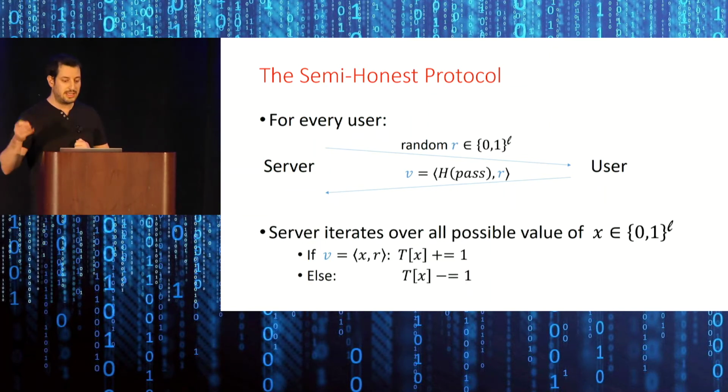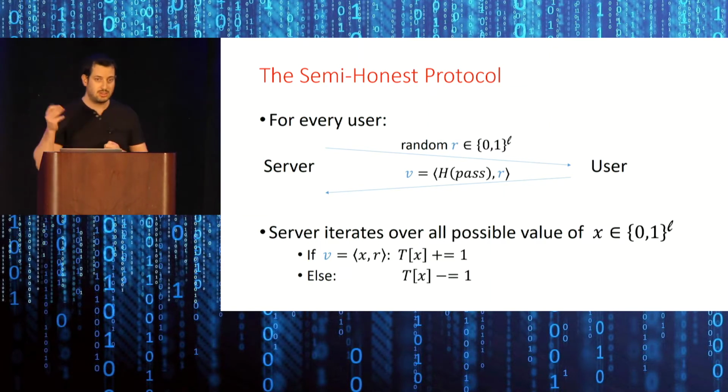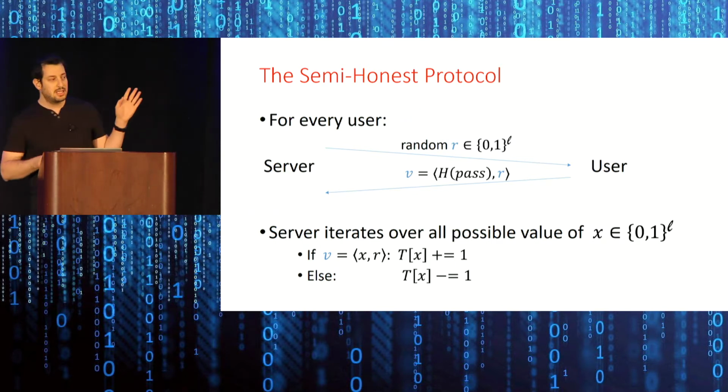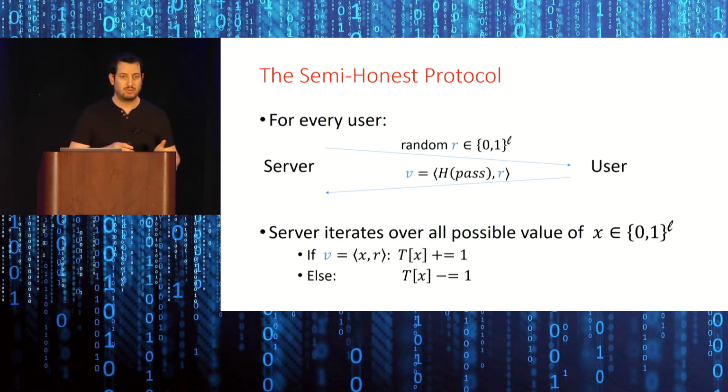The server is going to iterate over all of the possible values. It's not so much, so it can be relatively fast. And if the inner product of any hash value is correlated to the one that was sent by the user, it will increase the counter by 1. Otherwise, it will decrease the counter by 1. Which basically means that for the specific hash that the user chose, the counter will always be increased by 1. For any other hash value, the counter is going to, in expectation, remain the same.